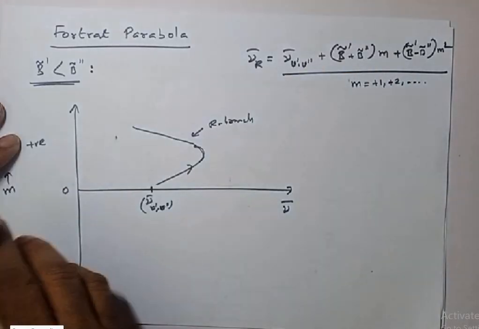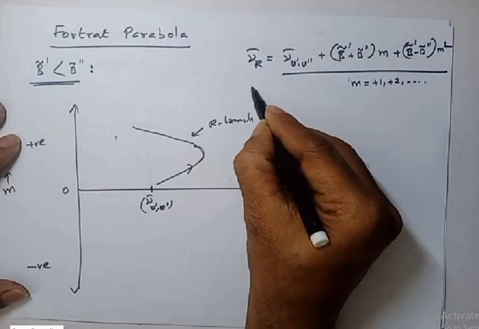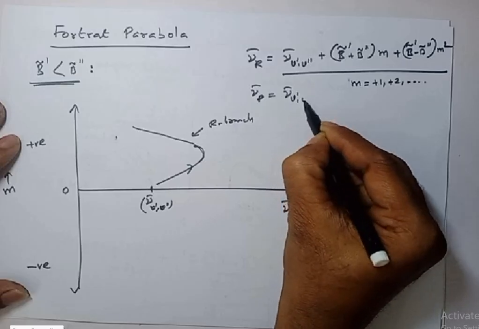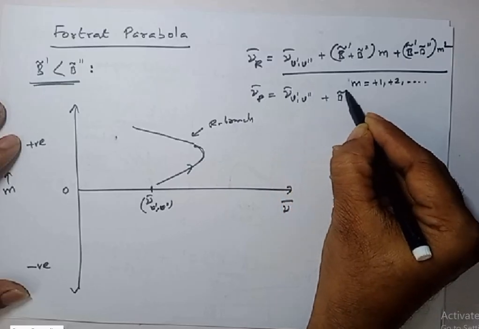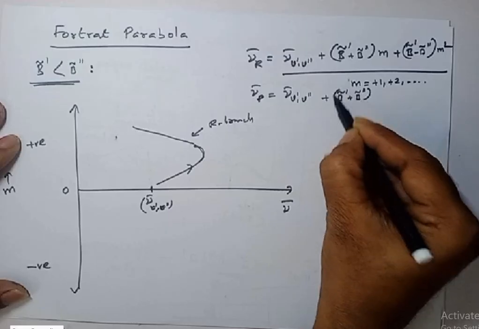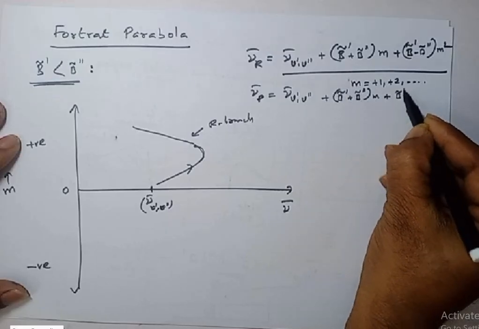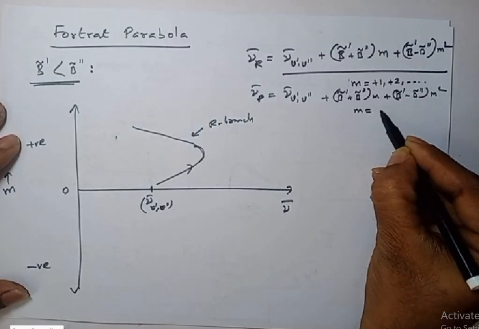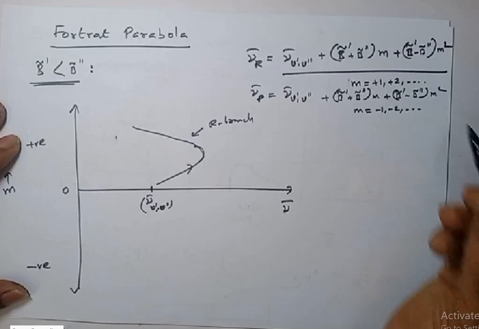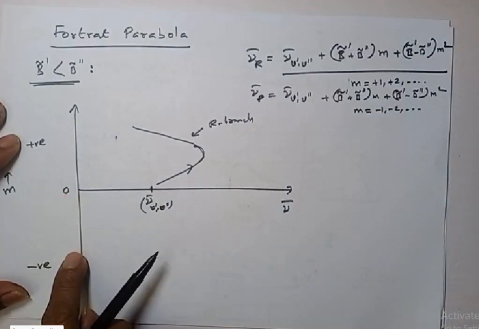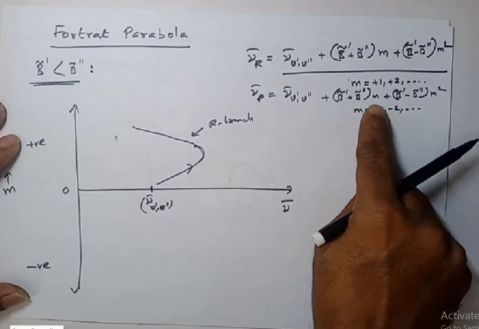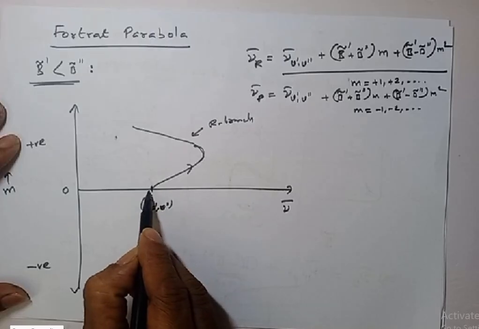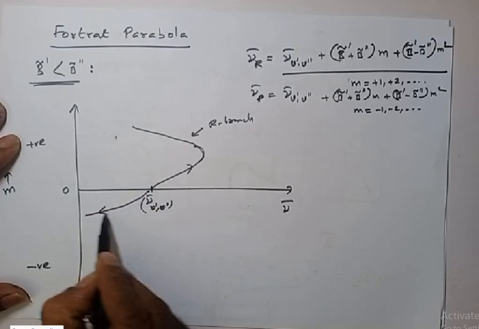Now, what about P branch? In the case of P branch, we get the same formula: band origin (B prime, B double prime) plus (B prime plus B double prime) into M plus (B prime minus B double prime) into M square. And what are the allowed values of M? Minus 1, minus 2, minus 3, etc. So here M values are negative. Now, in this case, as M increases, P branch gap increases and it goes like this. It keeps on going like this.